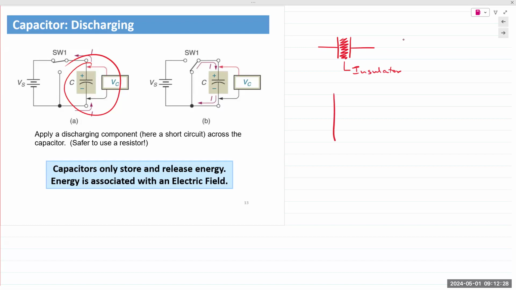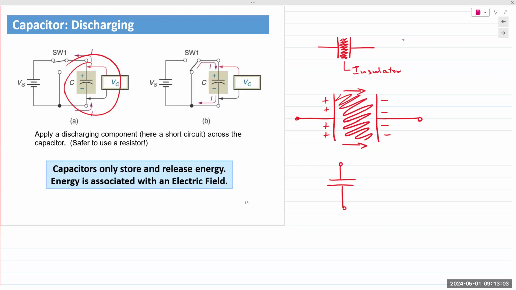Actually, let me draw it. If there's charge buildup on both sides of the plate, it discharges through that insulator itself. Slowly but surely, all of the energy will be dissipated and lost. And so we can model a real life capacitor with a resistor in parallel.